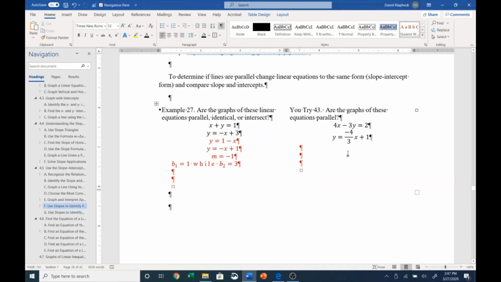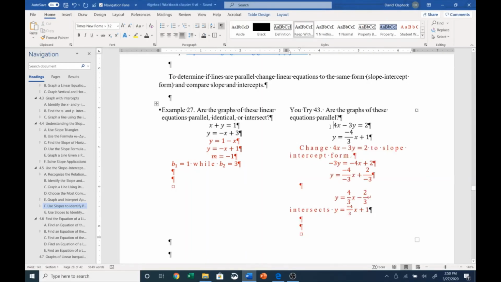You Try 43. Are the graphs of these equations parallel? Pause here and then compare your work with mine. I changed the first equation into slope-intercept form. First I subtracted 4x from both sides. Then I divided both sides by -3. Then I simplified. And I noticed that here my slope was 4/3, but in my other line the slope was -4/3. Therefore these two lines must intersect.